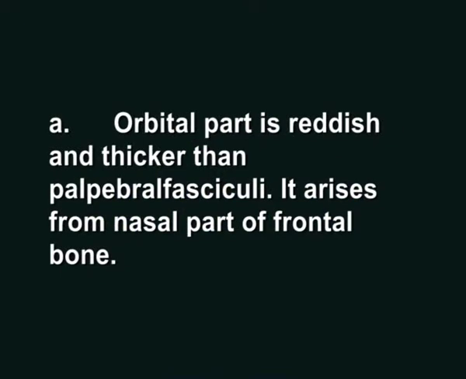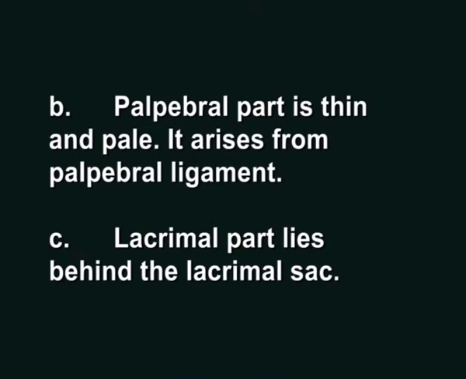Orbicularis oculi. It is a broad, elliptical, flat muscle occupying the eyelids. It surrounds the circumference of the orbit. It consists of 3 parts. The orbital part is reddish and thicker than the palpebral fasciculi. It arises from the nasal part of the frontal bone. The palpebral part is thin and pale. It arises from the palpebral ligament. The lacrimal part lies behind the lacrimal sac.